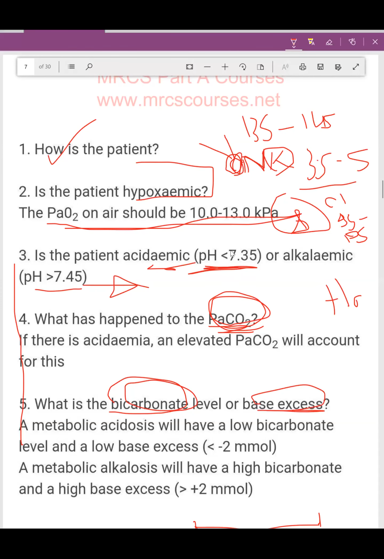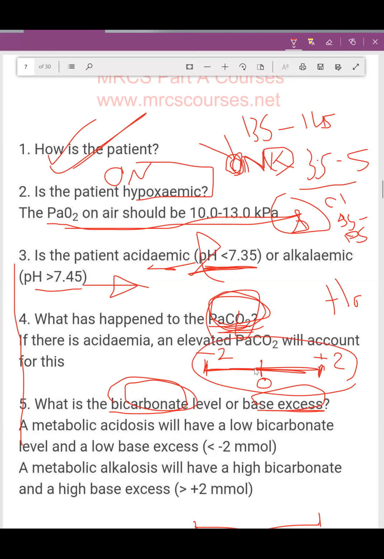Okay, let's continue. So you have to check the patient's state, then oxygen saturation, PaO2, then sodium, then potassium and chloride. Then go for pH, PaCO2, then bicarbonate and base excess. What is base excess? This is a drawn line like this, and this is 0 base excess, and from here -2 to +2. This is the normal range of base excess, -2 to +2. If less than this, this is called acidosis because the bicarbonate is deficient. If more than +2, this is called alkalosis because the base bicarbonate is high.